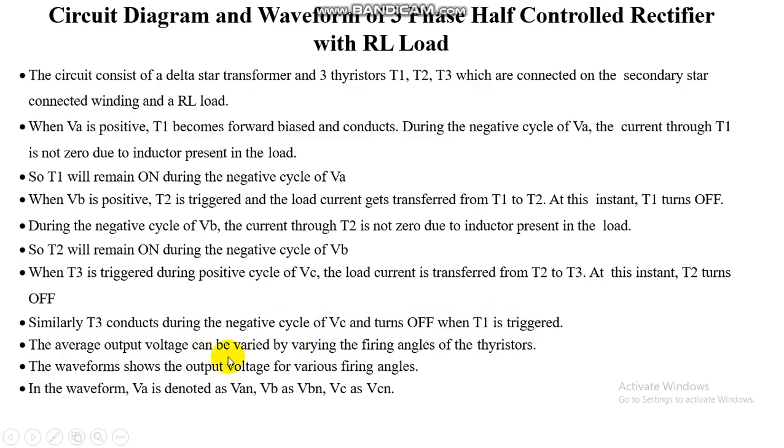The average output voltage can be varied by varying the firing angles of each thyristor. In the waveforms we are able to see the output voltages for various firing angles, say alpha equal to 0, alpha equal to 30, and alpha greater than 30 degrees. In these waveforms we are able to see VA and VAN. VA is denoted as VAN, VB is indicated as VBN, VC is indicated as VCN, which we can see in the waveforms in the previous slide.